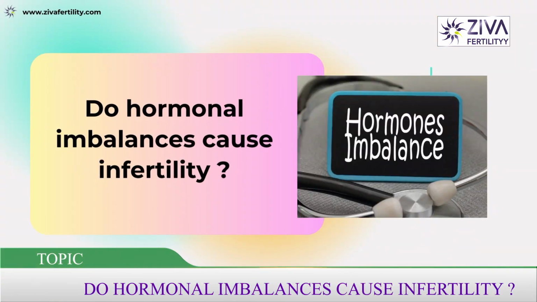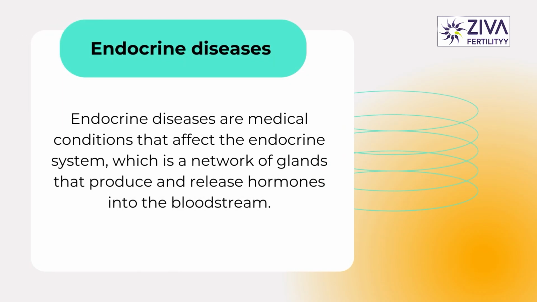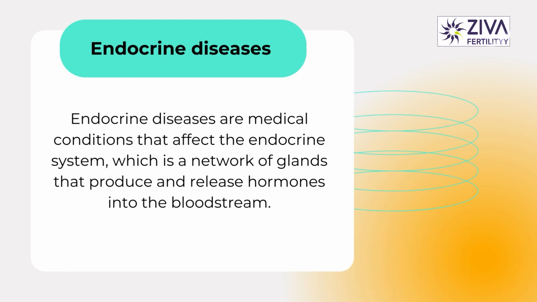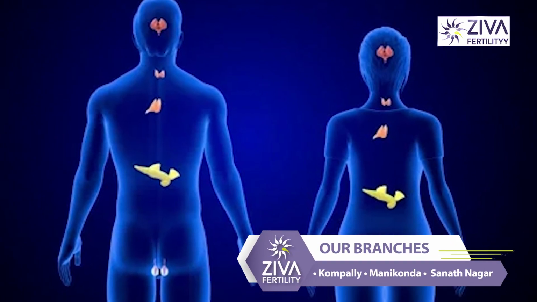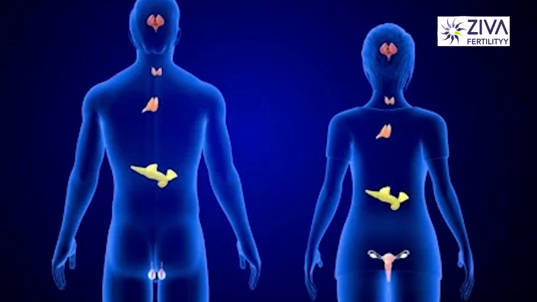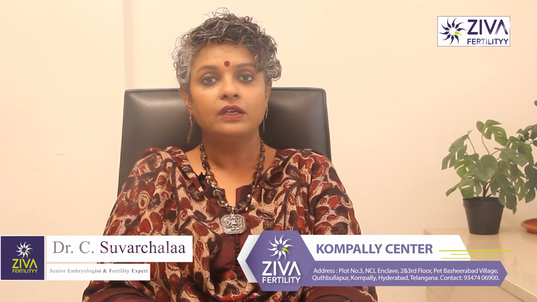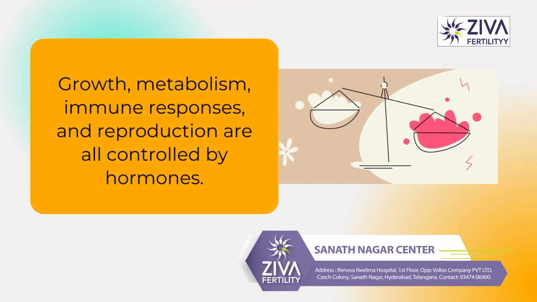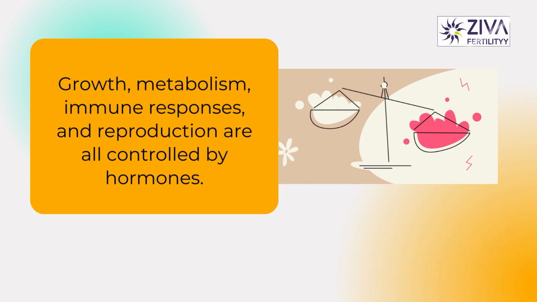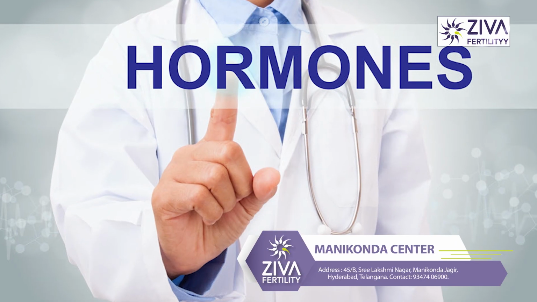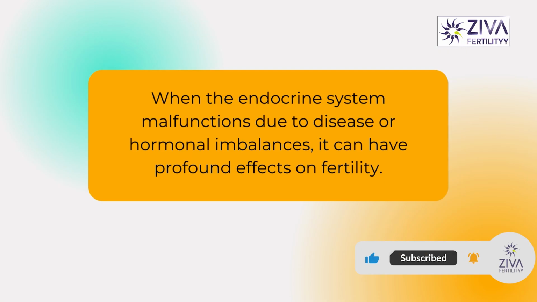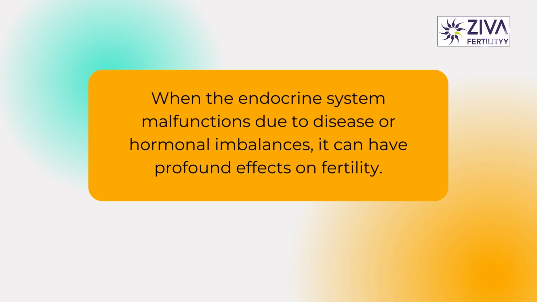What are endocrine diseases and how do they affect fertility? Endocrine diseases are medical conditions that affect the endocrine system, which is a network of glands that produce and release hormones into the bloodstream. Hormones are chemical messengers that regulate various physiological processes in the body. These include growth, metabolism, immune function, and reproduction. When the endocrine system malfunctions due to a disease or hormonal imbalance, it can have a profound effect on fertility. Let's look at how it can impact fertility and what the different kinds of endocrine diseases are.